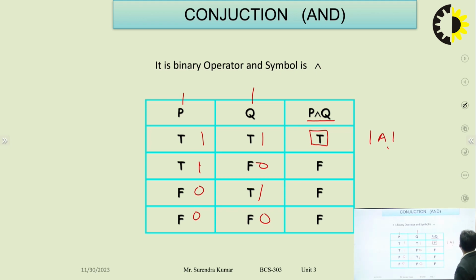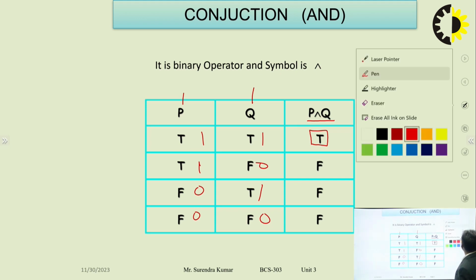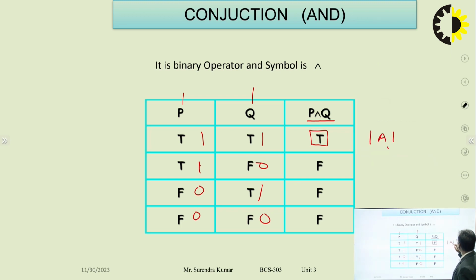Sorry, ये गड़बड़ हो गया, ये गलत हो गया. Now, so 1 and 1 is 1, right? 1 and 0, it will be 0. 0 and 1, it will be again 0. 0 and 0, it will be 0, right?